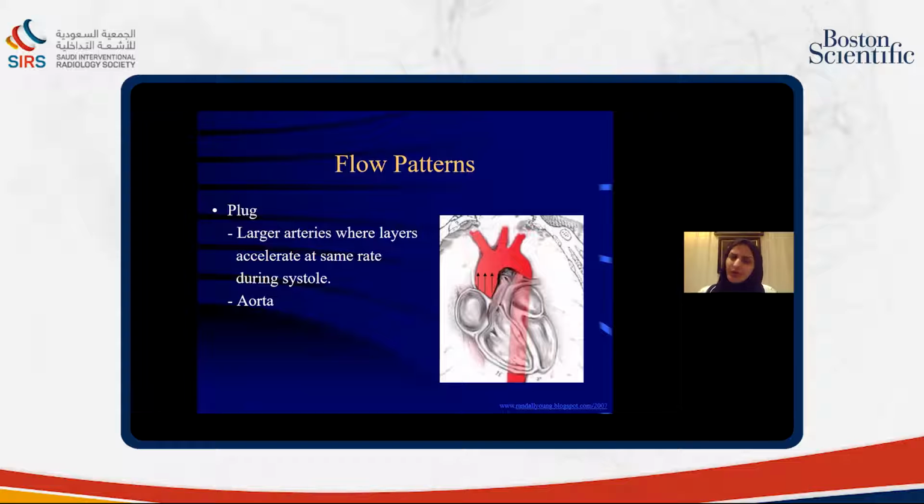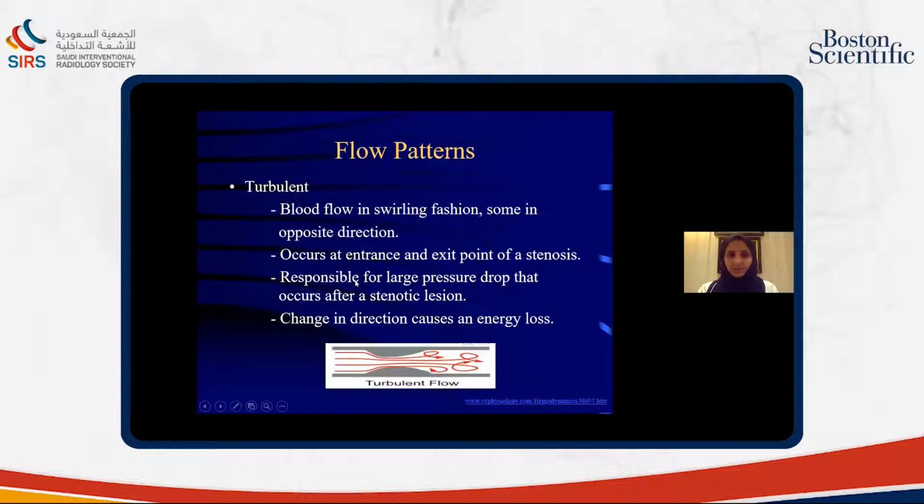Blood flow, we usually see it in the large vessels, like the aorta. Because it's wide, the velocity inside the vessel will be the same, in the middle as close to the edge, because it's a very wide vessel. And we usually see this in the aorta because it's the largest vessel in the body.